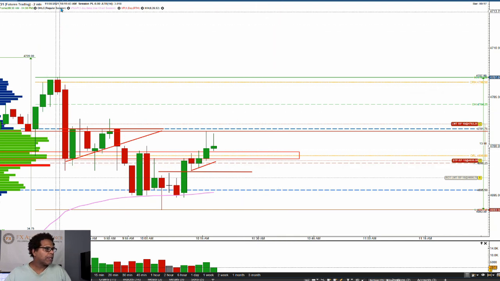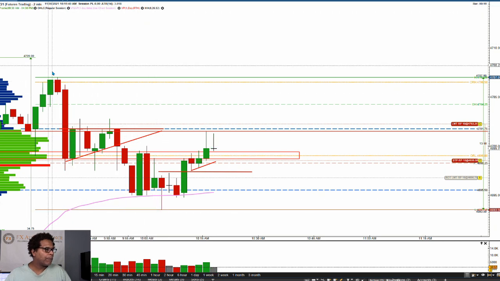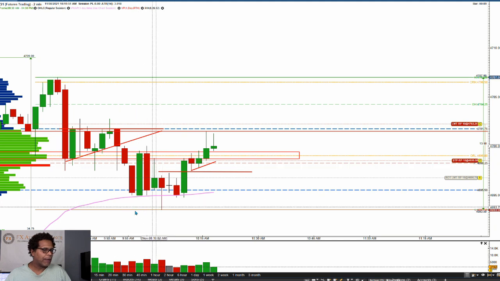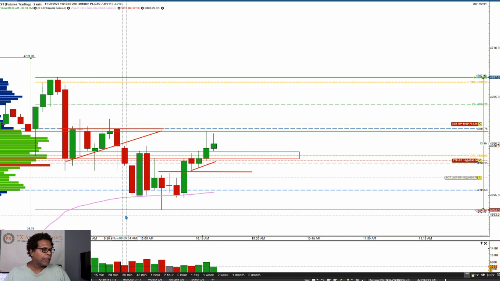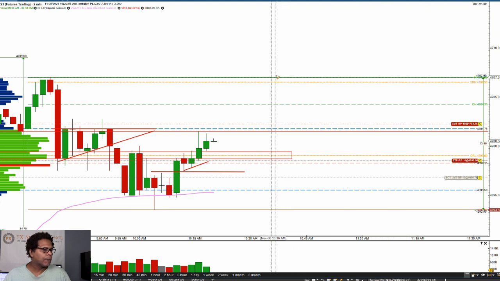Also, it's almost 10, it's 10:20 basically. This may be the IB low and IB high. So we may already have the IB low and high. So we're between those levels. I forget the distance. Let me see. That's 89.